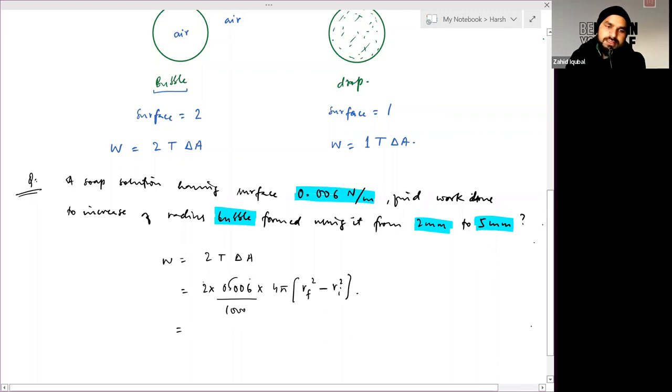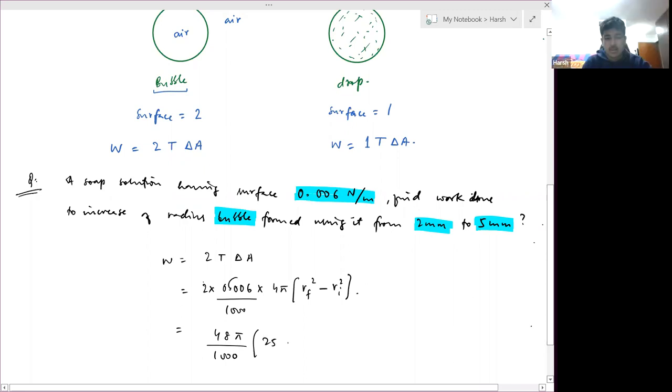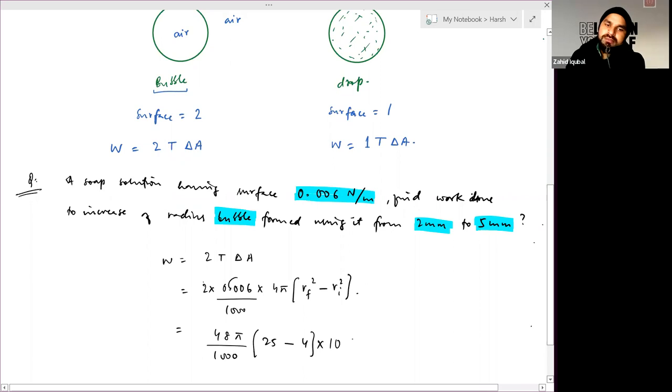So 2 into 6, 12 into 4, 48. 48 pi divided by 1000. Final radius is 5 mm, so on squaring, 25. Initial radius is 2, on squaring, it will be 4. And 1 mm equals 10 to the power minus 3 meter, and on squaring, it will be 10 to the power minus 6.